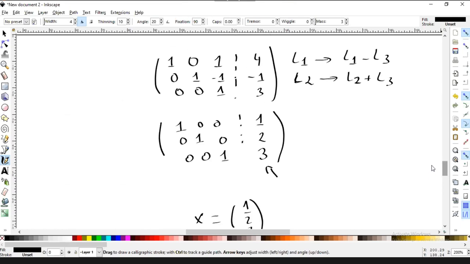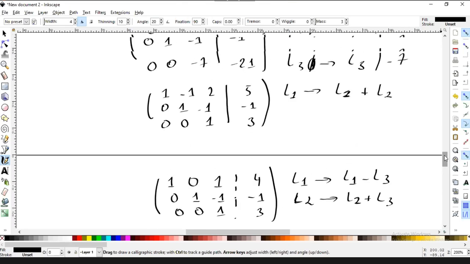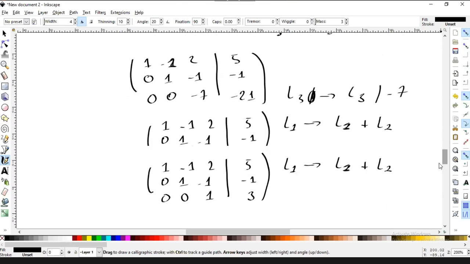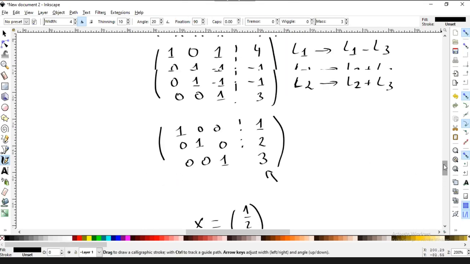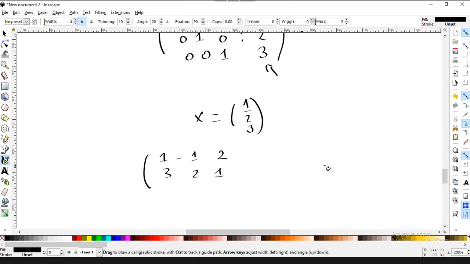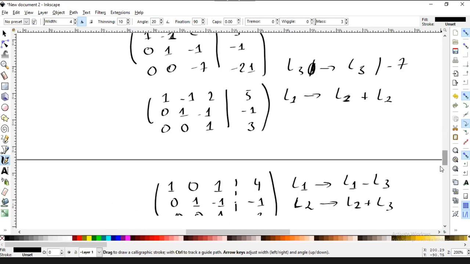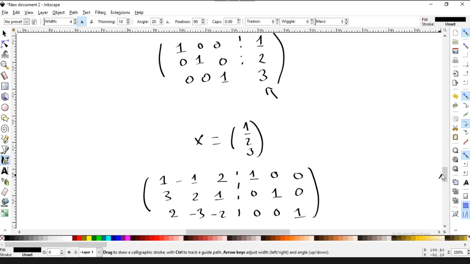The same thing is that this means that if we started by taking the matrix here, 1 minus 1 2, 3 2 1, 2 minus 3 minus 2, as a whole, we put the identity matrix. So here we put the identity matrix.